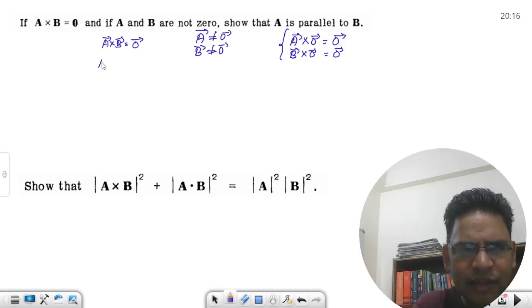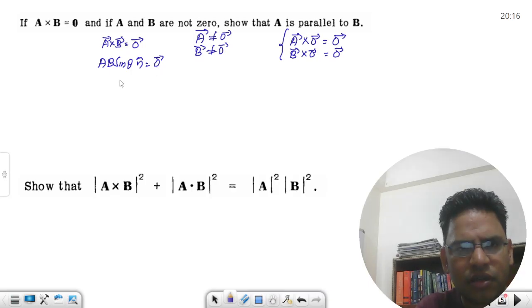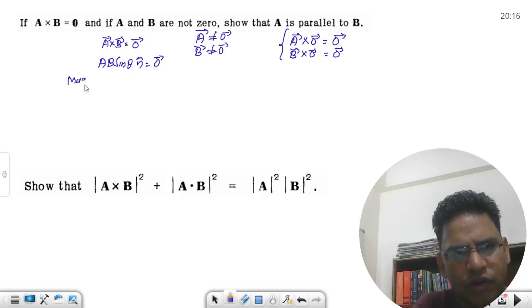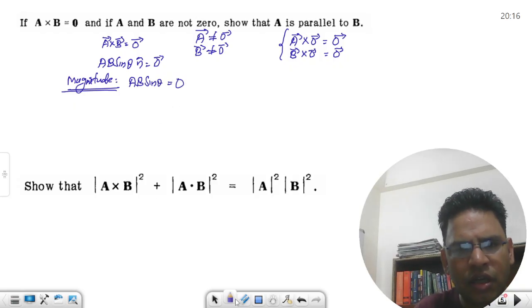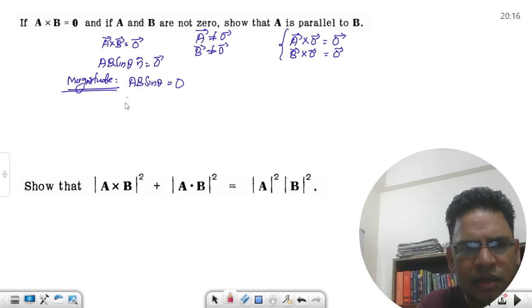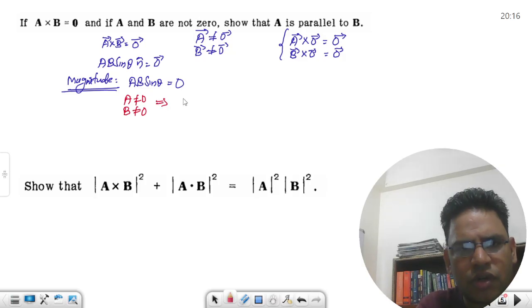So what does that mean? It simply means you have A B sine theta n cap equal to 0 vector. If we talk about the magnitude, what will the magnitude be? The magnitude will be A B sine theta equal to 0. But given the condition that A is not 0 and B is not 0, what you are left with is sine theta. So sine theta equal to 0.